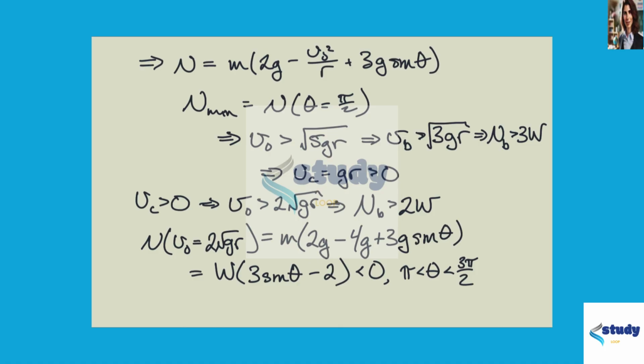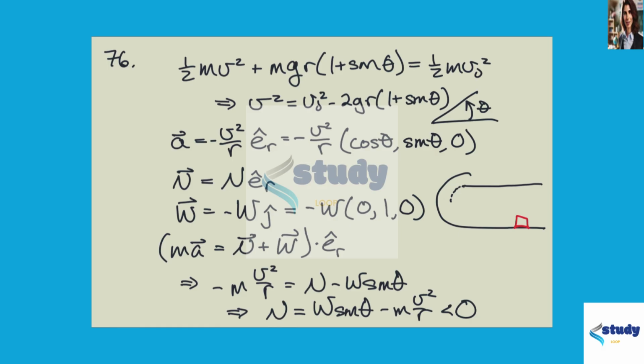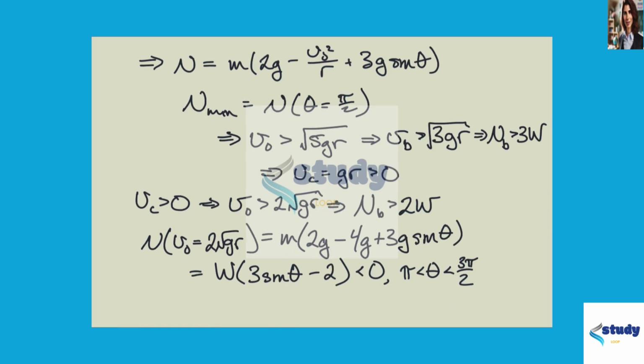Now, in the second case, we have part of the track down here to support the upper track, to support the package. So we need to make sure that N at point C is greater than 0. And to make sure that happens, we need to figure out using conservation of energy that v naught needs to be greater than square root of 4gr. And then the normal force at point B is going to be at least twice the weight of the package.